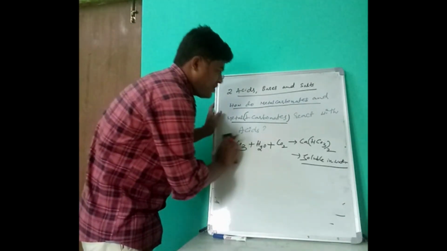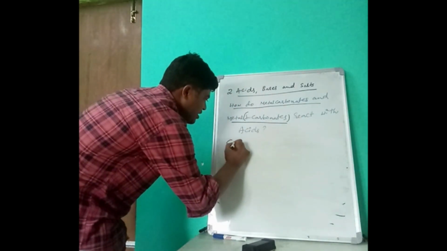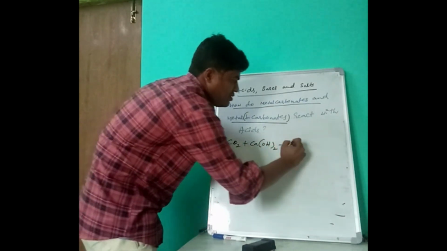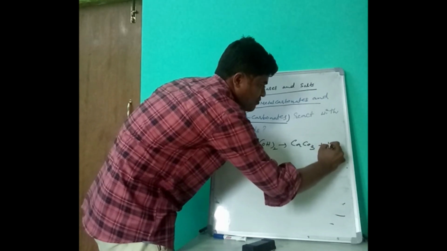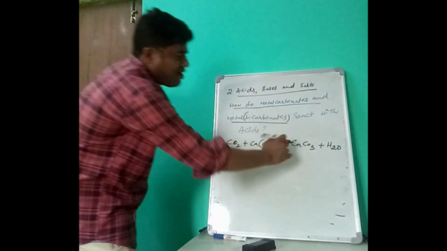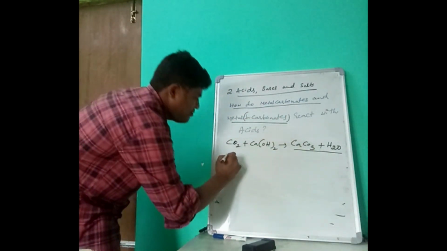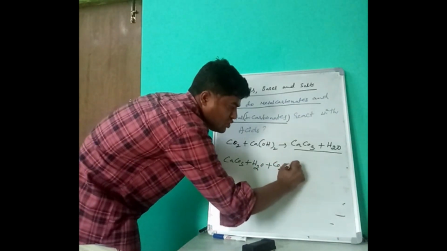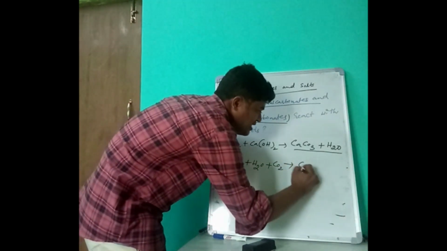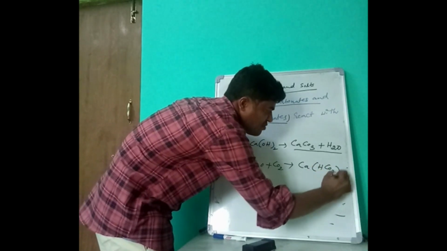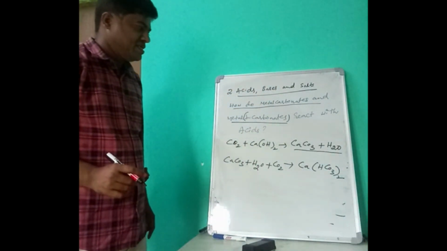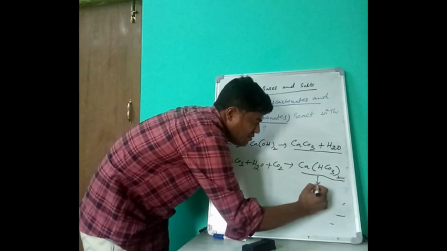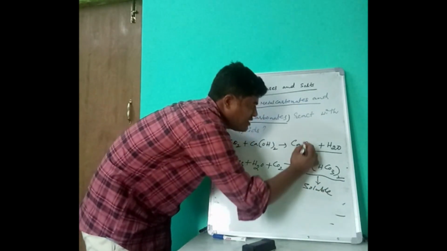So here once again I am writing these two reactions. Carbon dioxide gas when passed through lime water, you got calcium carbonate plus water. On passing excess of carbon dioxide gas through this solution, you are getting calcium bicarbonate. Calcium bicarbonate is soluble.